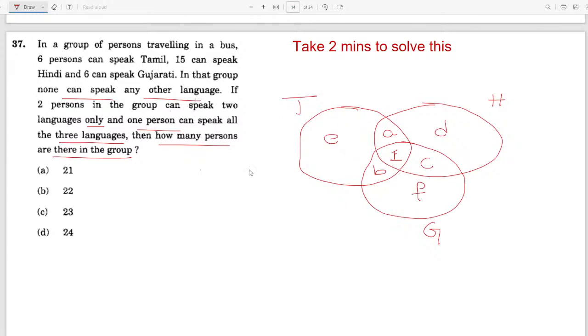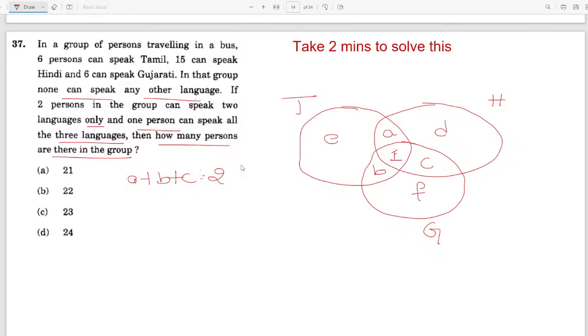So in the whole group, they are saying only 2 people can speak 2 languages only. So the people speaking only 2 languages are A, B, and C. So for the whole group, there are only 2 people who can speak only 2 languages. So A plus B plus C is equal to 2. So only 2 people can speak only 2 languages. So A plus B plus C is 2.